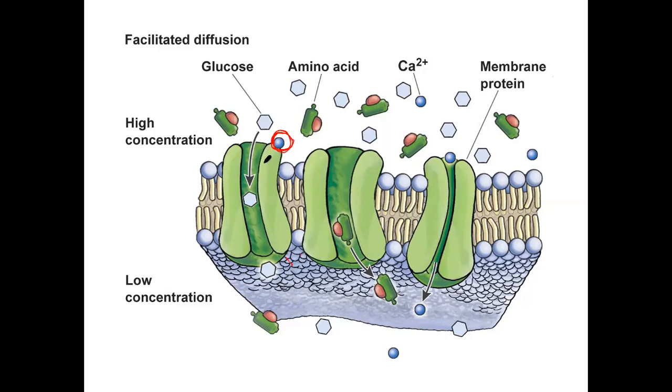Typically, glucose has some type of carrier protein to get it inside the cell. But an example of this, to get glucose inside the cell, this would be insulin, right?